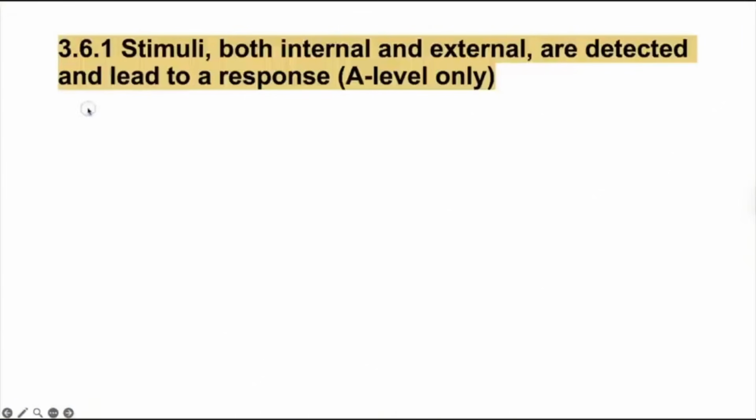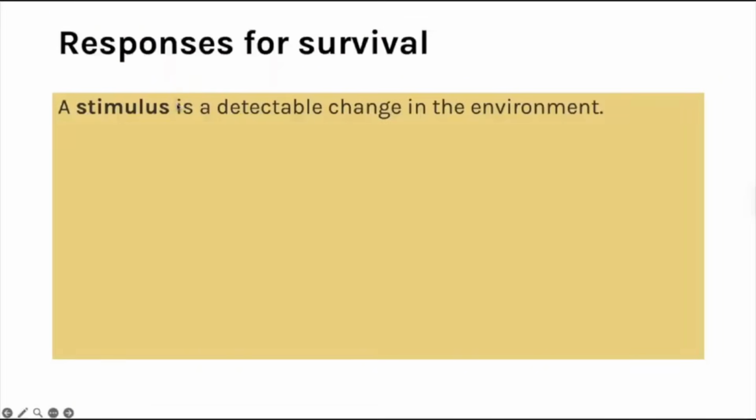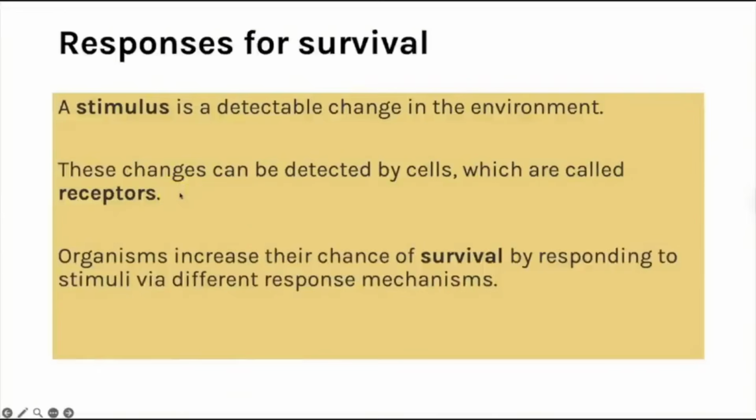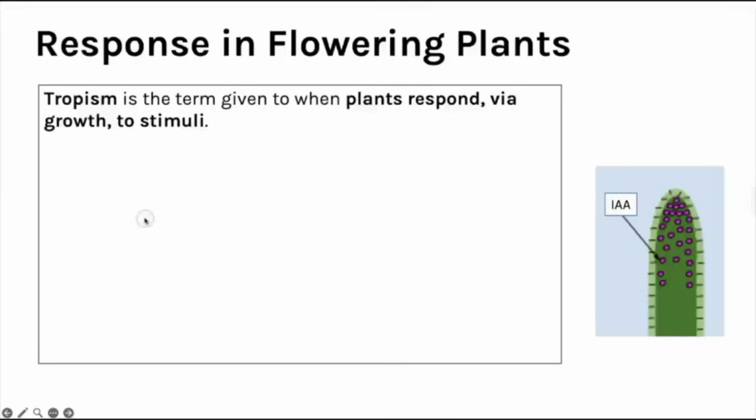AQA topic 6, and we begin with 3.6.1 stimuli, and this is looking at the internal and external changes that can be detected and lead to a response. Starting with your definition of a stimulus. This is a detectable change in the environment, and these stimuli are detected by cells known as receptors. And an organism increases their chance of survival if they can respond to stimuli via different response mechanisms.